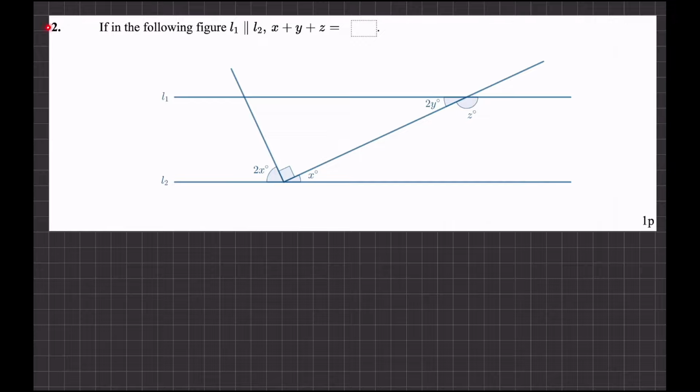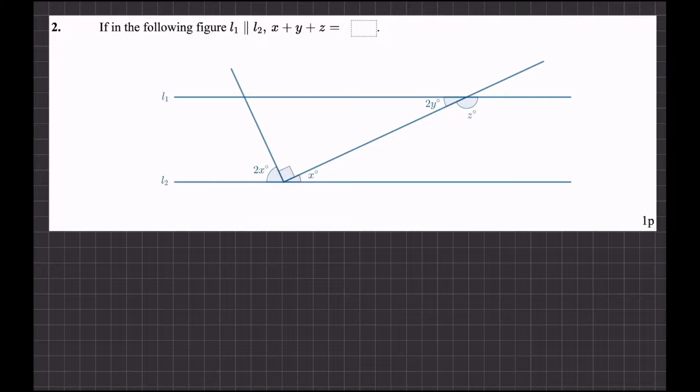Okay, question number 2. If in the following figure L1 is parallel to L2, we want to know what is X plus Y plus Z. Okay, the first thing that comes to mind is to calculate X, because here we know that the total sum of these three angles is supposed to be 180 degrees, and by drawing this angle in this form, they are telling us this is 90 degrees.